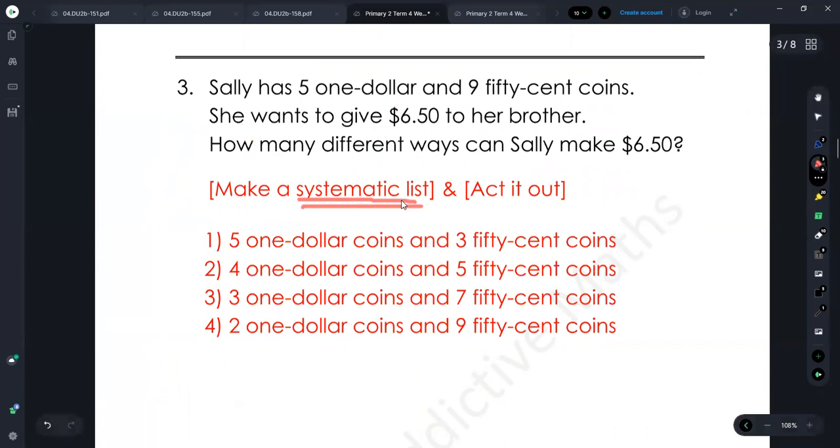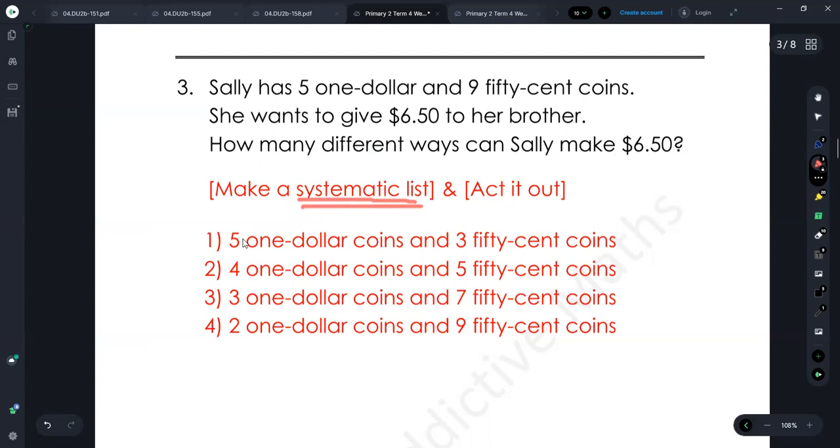So systematic list, right, means you start off with one of the items, let's say 5, and then you try out 4, right? So it's systematic. You go down. You don't go 5 and then go 3, $1, and then go $4, right? So you actually try it out like that. So make a systematic list.